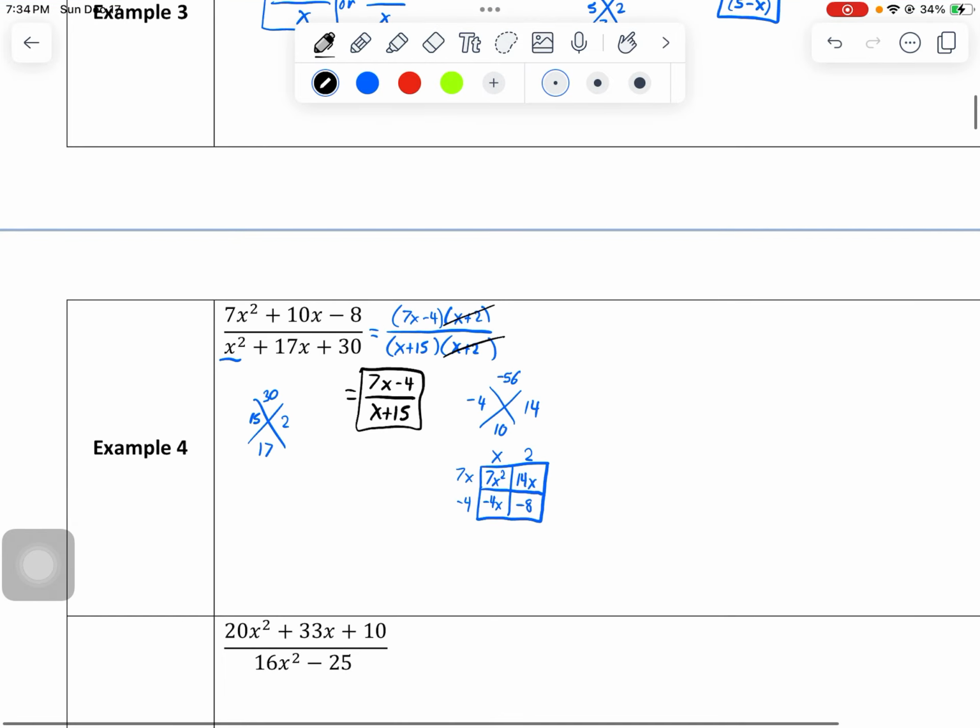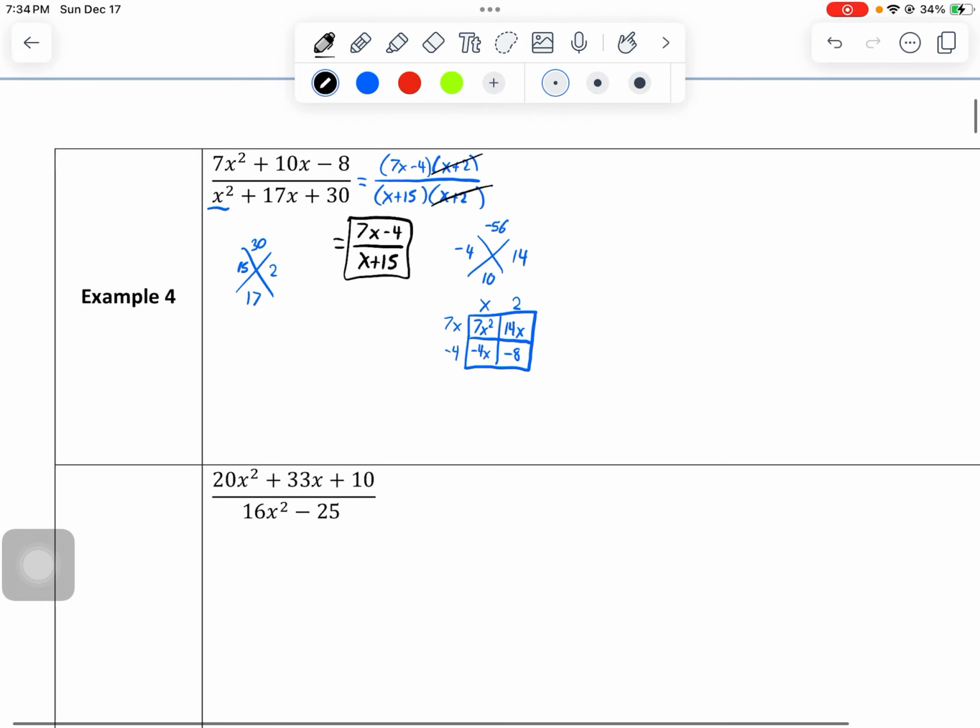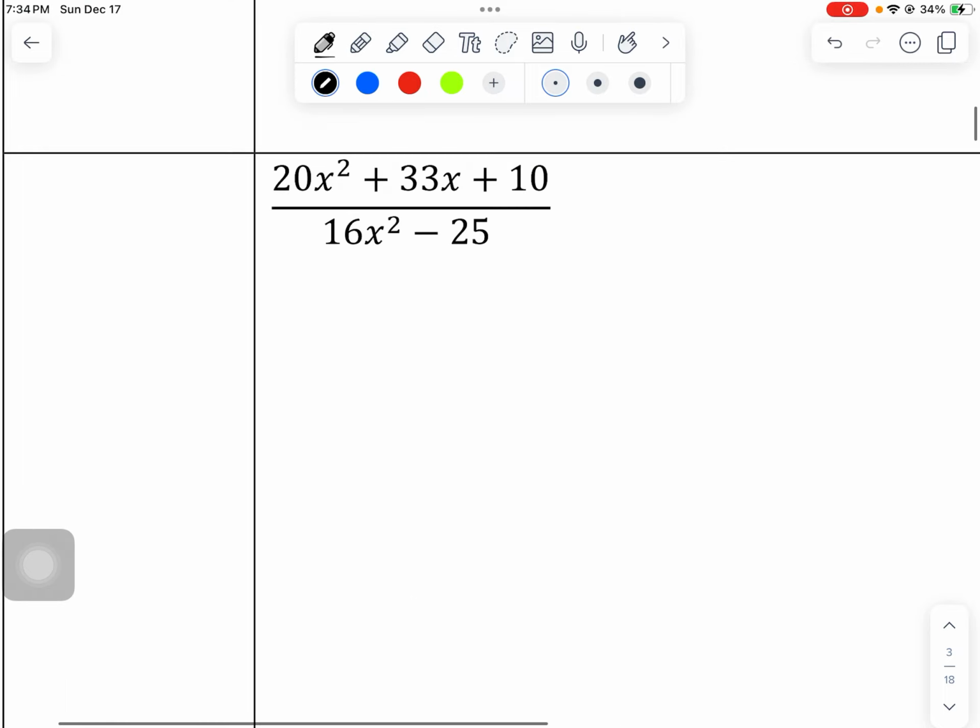Okay, so don't be scared to use the box method if you need to. It's going to happen sometimes. Right, last couple problems here.